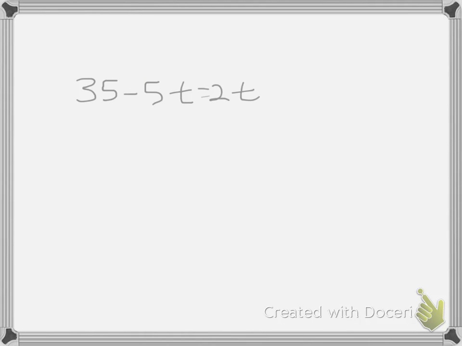Okay, let's try this one. So we need to get rid of the things not attached to it. So right now it's a positive 35, so to get rid of it we need to subtract 35. Oh, sorry, we want to move the t's first. We want to add that t over because there's t's on this side. So we got 35 equals 2t plus 5t gives me 7t.